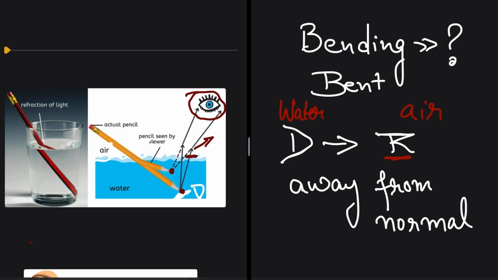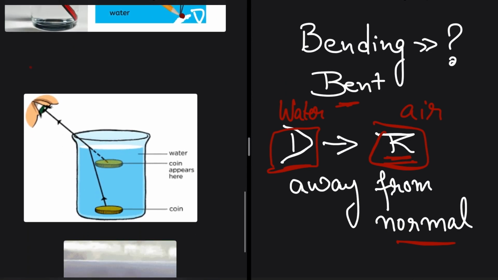Okay, so this is the reason why the pencil appears bent at the surface separating the two media when it is in the water, because the light is coming from which medium? Denser medium to rarer medium. When it goes from denser to rarer medium, it will bend away from the normal, and that's why it will appear bent. Clear? Move to the next. Same is the example.